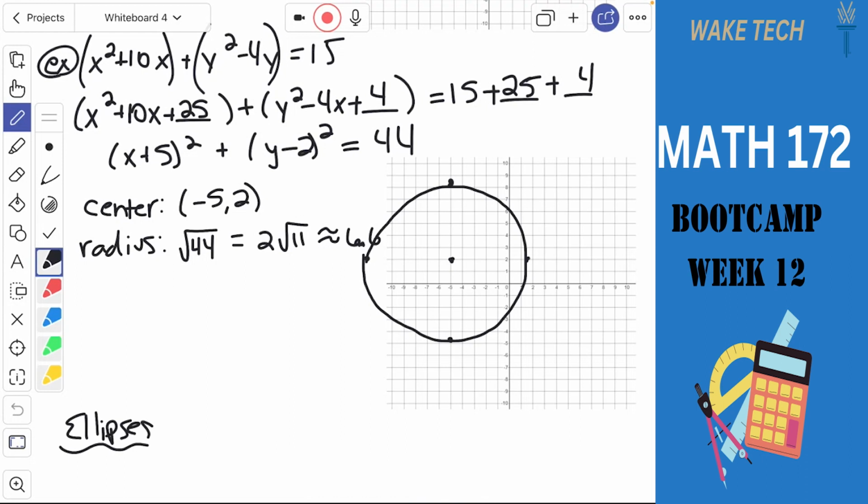Questions about any of those circles or about completing the square? Similar skills are going to come up with the ellipses when we start looking at those next.